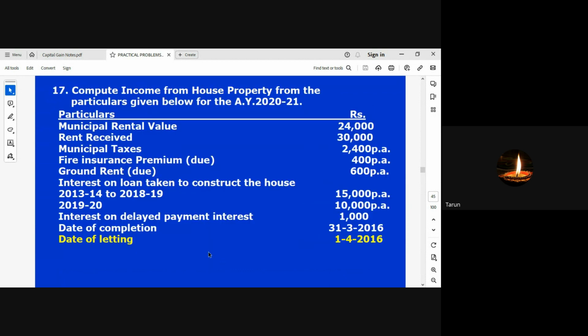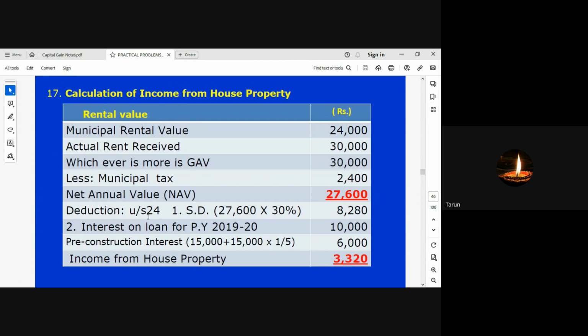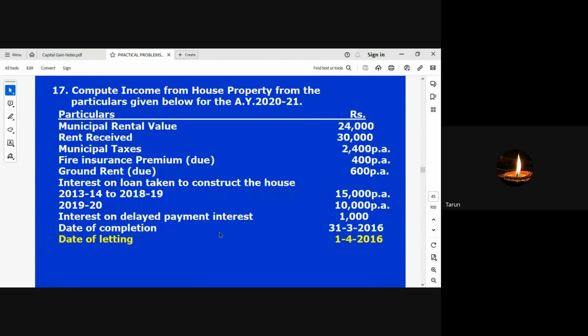Right? There is some mistake over here. Let me check. 10,000 pre-construction interest, 15,000.